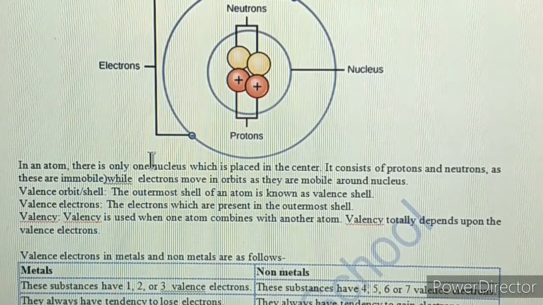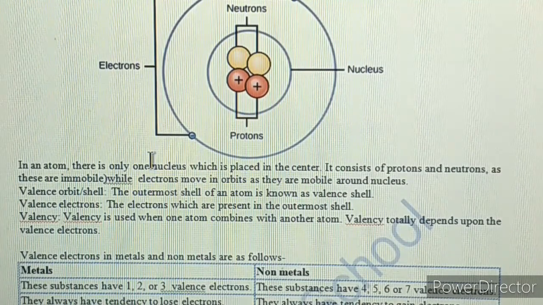Now this 0, children, these are again called some type of elements in the periodic table, and they are called noble gases. The atoms whose valency becomes 0, those are called what? Noble gases. The elements whose valency becomes 0 are called noble gases.